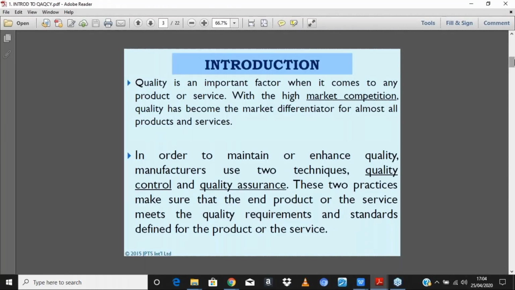So, introduction: we said quality is an important factor when it comes to product or services. And with high market competition, quality has become the market differentiator. What does that mean? It's quality that differentiates how good or poor a product is. If you want to tell a product apart, what you need to check is the quality. So in order to maintain or enhance quality, manufacturers use quality assurance and quality control. These are the two practices that are used in determining quality.